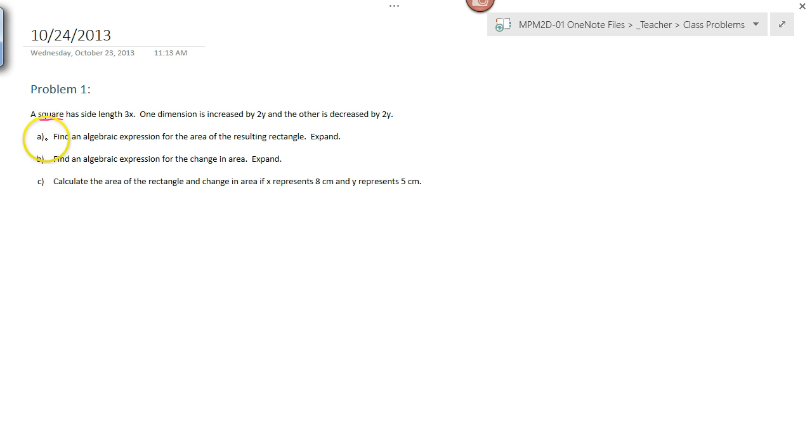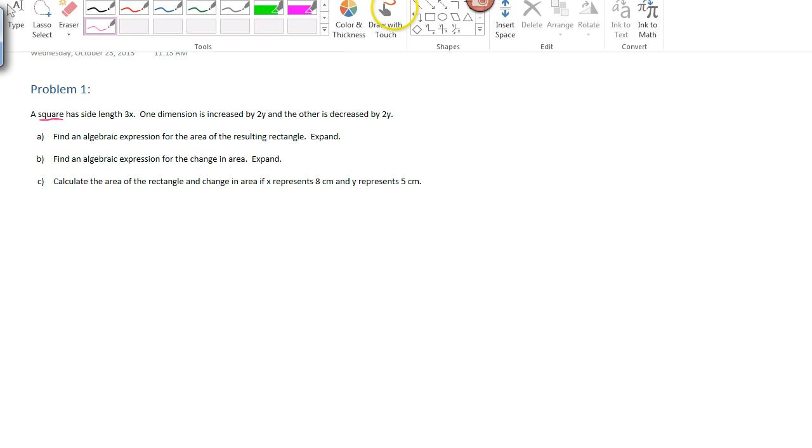And to expand that, we want to find an algebraic expression for the change in area and expand that. Finally, we want to calculate the area of the rectangle and change in area if x represents 8 and y represents 5. So let's dive in, shall we?